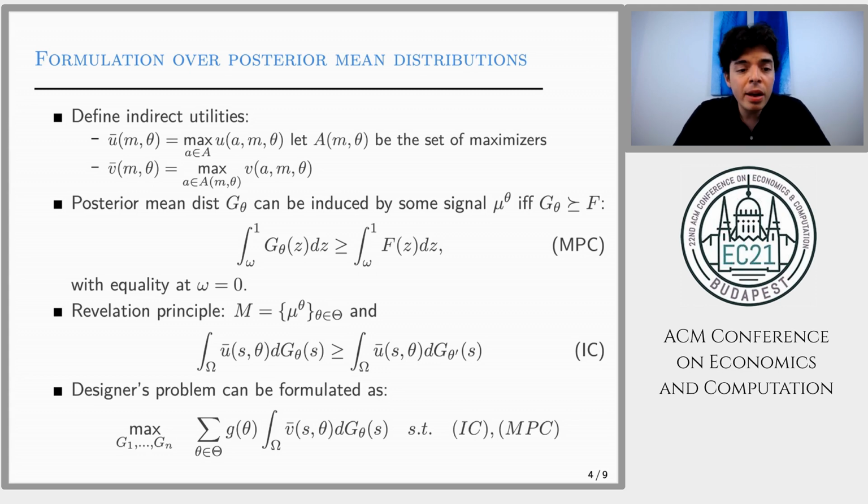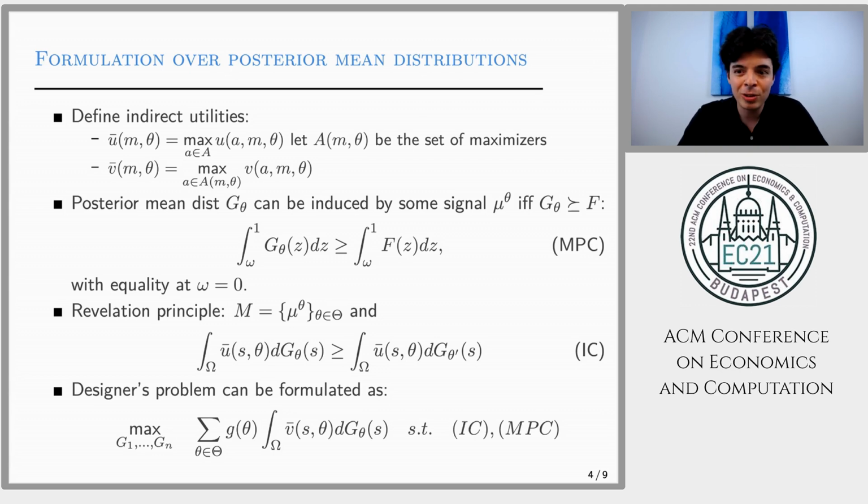Collecting everything together, we can express the designer's problem as in the last bullet point. We are optimizing over distributions that satisfy the IC and MPC constraints, and the objective is the expected payoff of the designer, which again can be expressed in terms of the indirect utility V bar and the posterior mean distribution G theta.